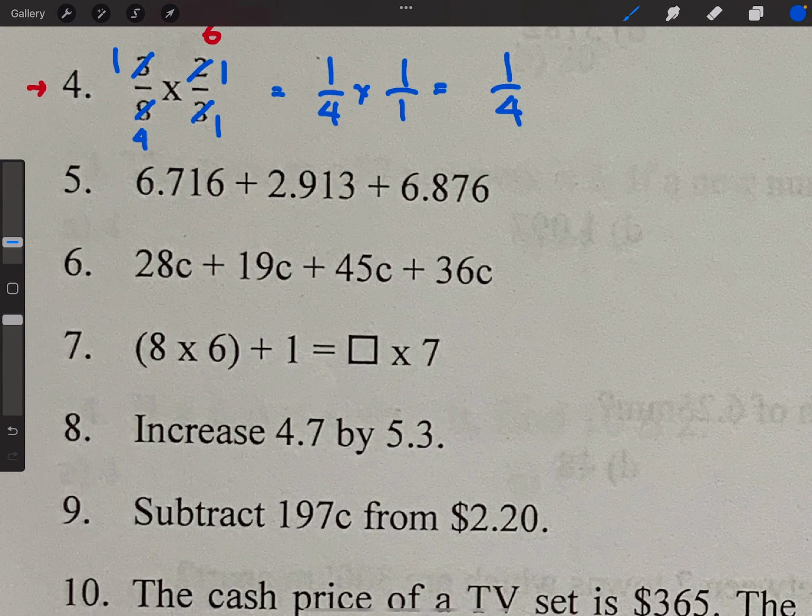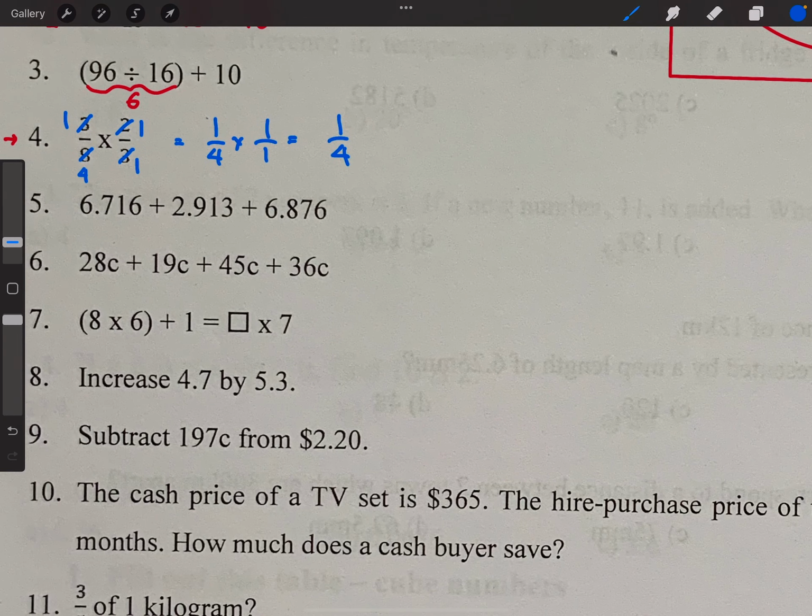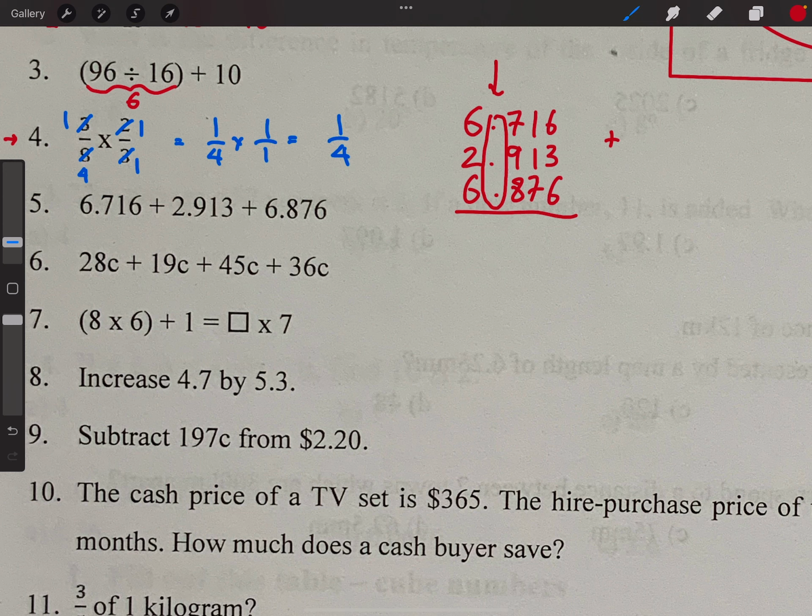There you go. This one, what we're going to do here is put them 6.716 plus 2.913 plus 6.876. Make sure that the decimal place is in the correct column, and then we're going to add them up and you will get the answer.